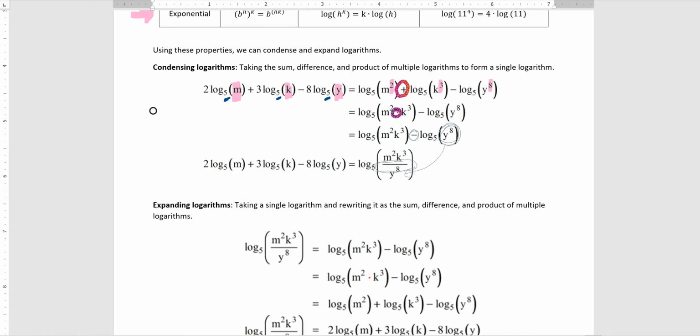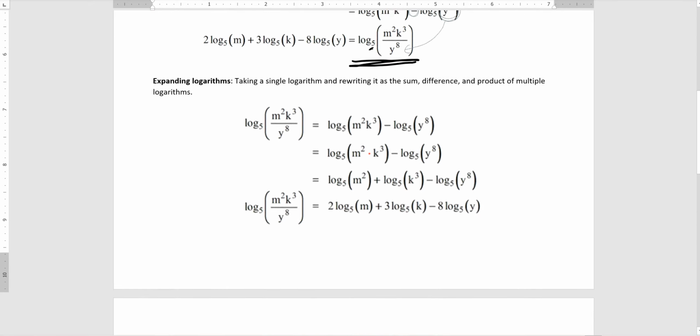Where we started with 3 logarithms, 2 log base 5 of m, 3 log base 5 of k, and 8 log base 5 of y, we can end with 1 logarithm. See how we still have all the variables we started with? The coefficients of the logarithms became exponents, and the base 5 stays the same for everything. That's an example of condensing logarithms.